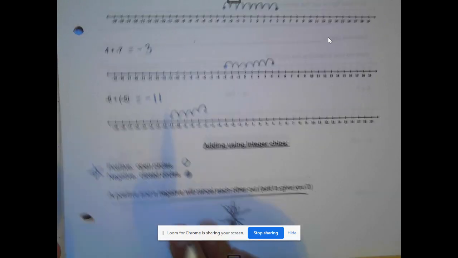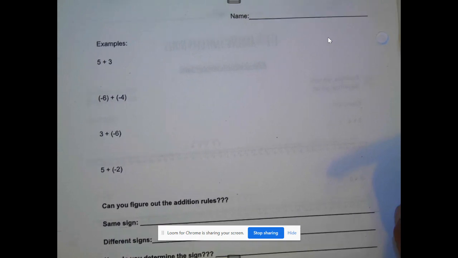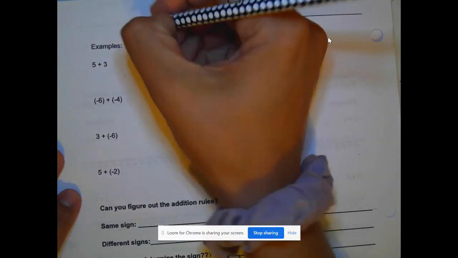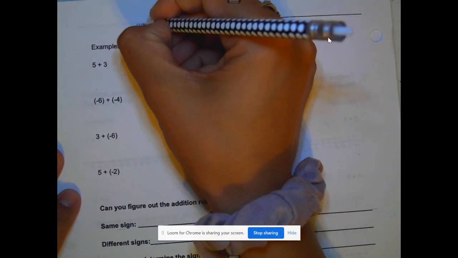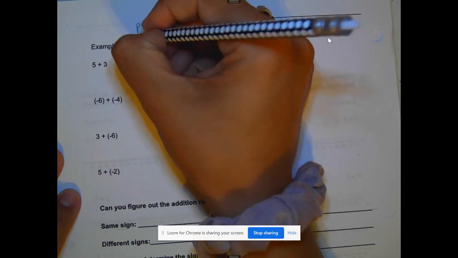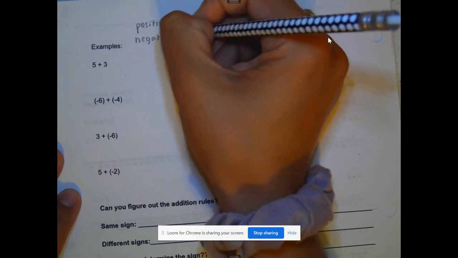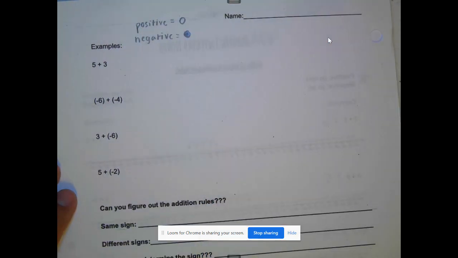All right, flip the page. All right, at the top, we have some examples. So I'm going to write up here just so we remember. Positive is an open circle. Negative is a closed circle, okay?